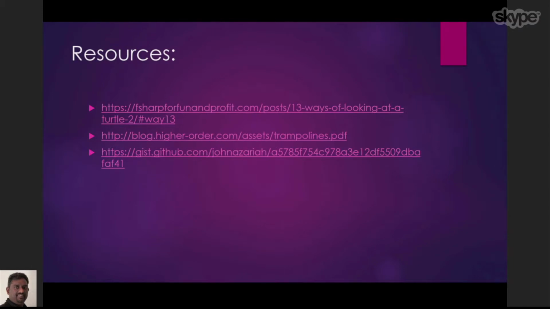I'll put these links up. The first one is actually the 13 Ways of Looking at a Turtle. The paper that we implemented was Runar Bjarnason's paper on stackless Scala, but we put it in F#. And this just actually contains the entire F# implementation of the free monad. It's only about 150 lines long. I'm not going to walk through any of that, but it's just to give you an idea that F# played a critical role in actually allowing us to crystallize our idea of what quantum computation was going to look like.